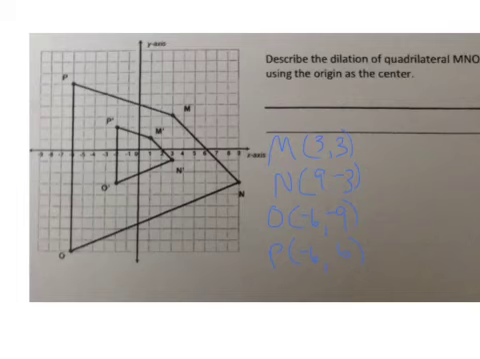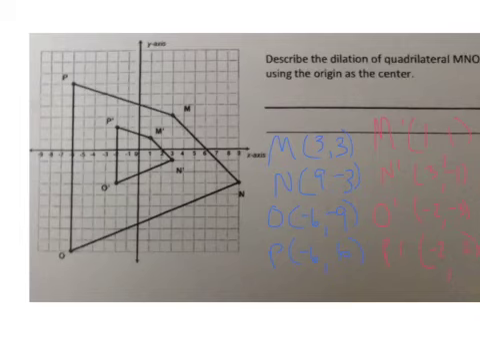Now let's name our prime points. So M prime is at 1, 1, and N prime is at 3, negative 1, and O prime is at negative 2, and 1, 2, 3 going down, 3, negative 3, and P prime is left 2, so negative 2, and up 2.